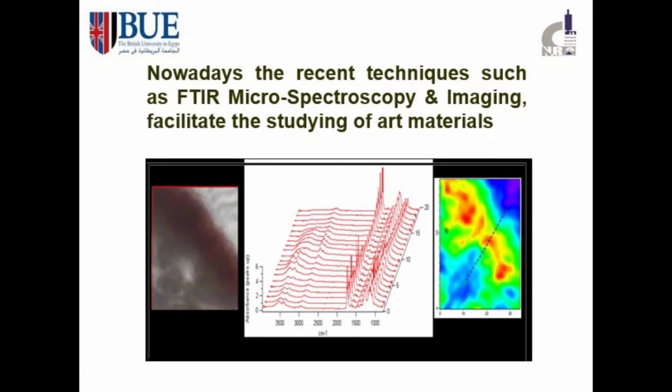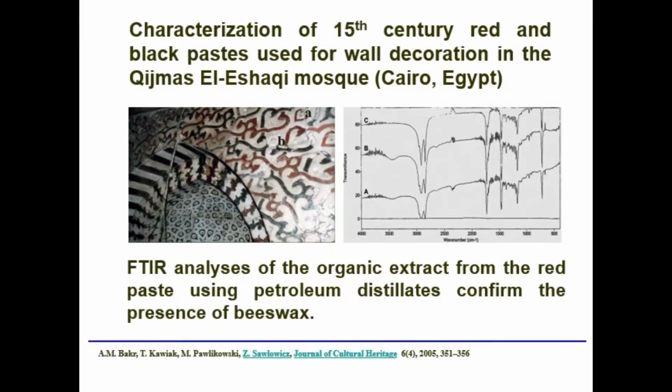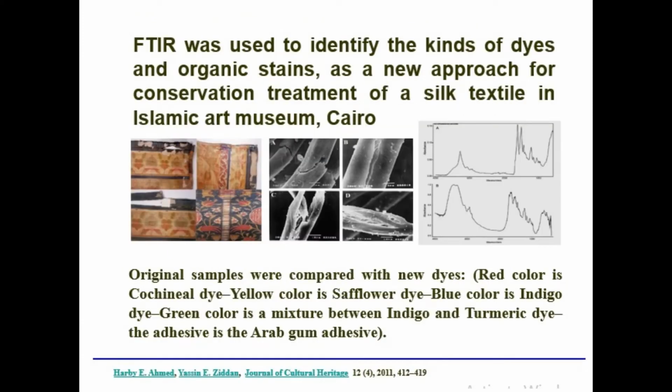If we go through some examples of how FTIR can be used in the analysis of cultural heritage, we can look at Islamic art, for example, where FTIR analysis of the organic extract from the red paste using petroleum distillates confirmed the presence of beeswax. This study was conducted in Islamic Cairo. Also, in another study, FTIR was used to identify the kinds of dyes and organic stains, as a new approach at that time, for the conservation treatment of a silk textile in the Islamic Art Museum in Cairo.